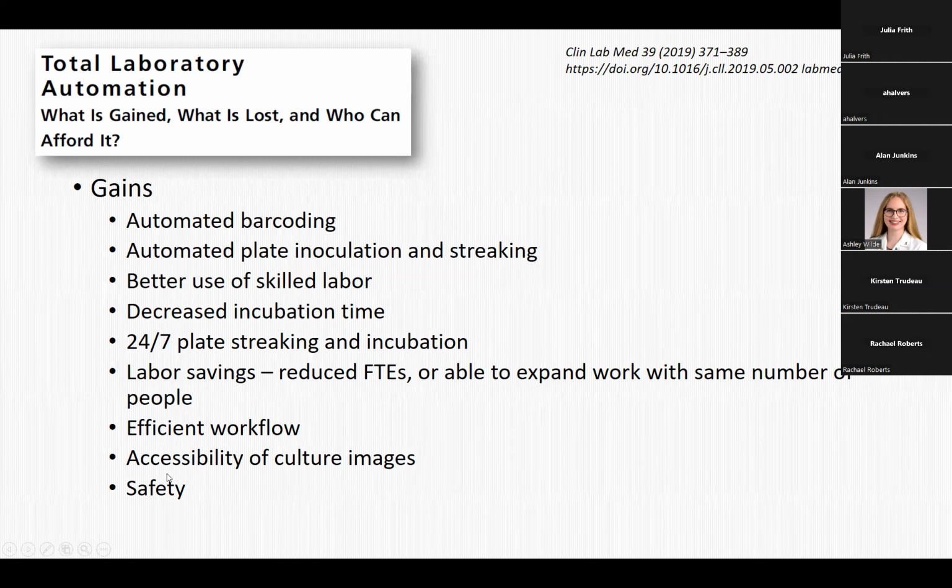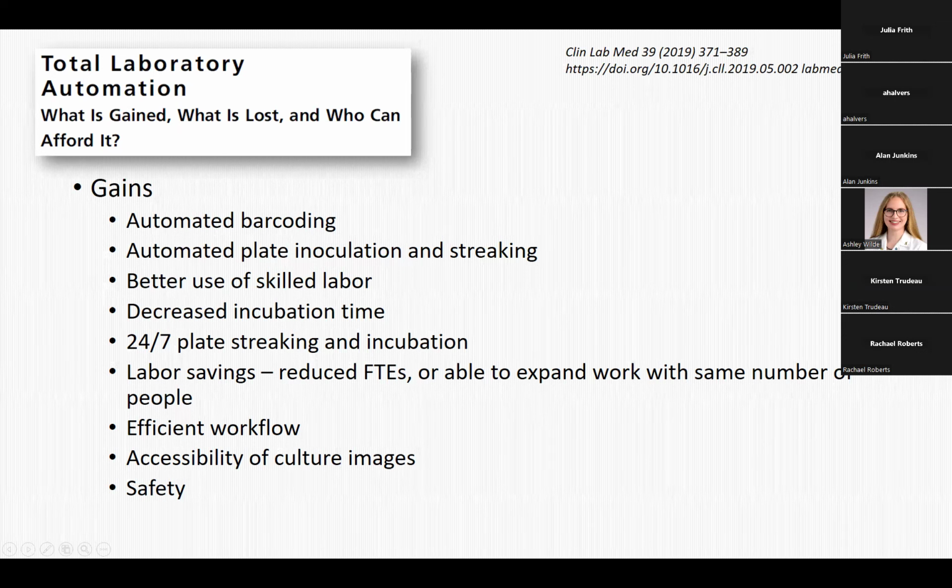Efficient workflow, accessibility of culture images. I think that's a biggie. If you've come to these grand rounds here, you've seen I've shown pictures come out of that machine. I think it's just really cool to be able to have a picture of all these cultures and to keep it forever. It's great for case studies and things like that.